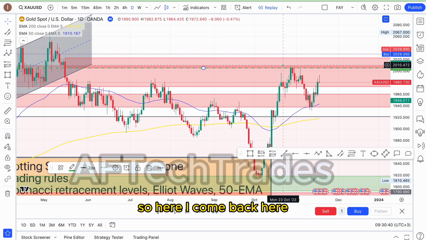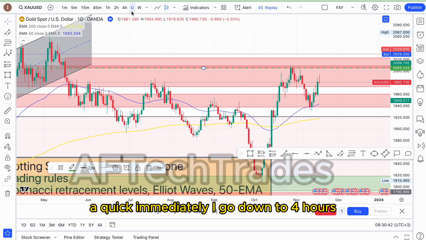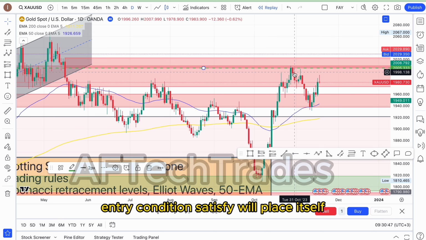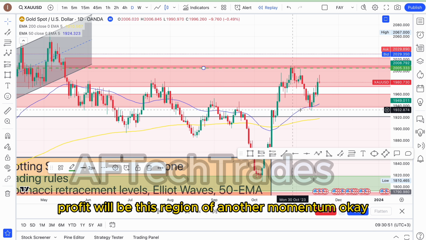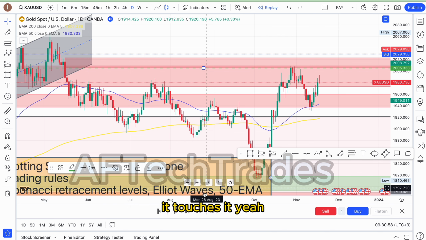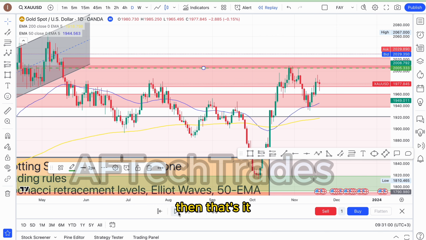So when I come back here, immediately I go down to the 4 hours time frame to look at if there are entry conditions. If entry conditions are satisfied, we will place a sell. Your next take profit will be this region of another momentum. When it touches this region, which usually actually happened here, it touches it here, then that's it.